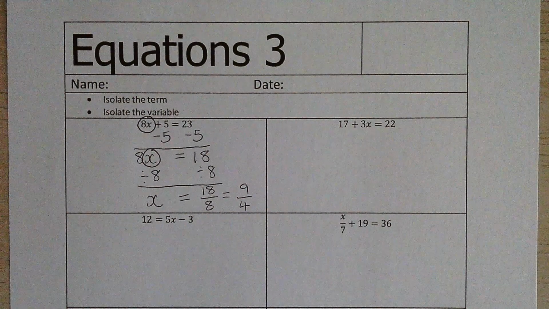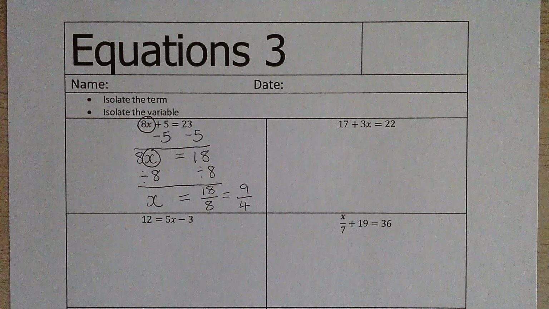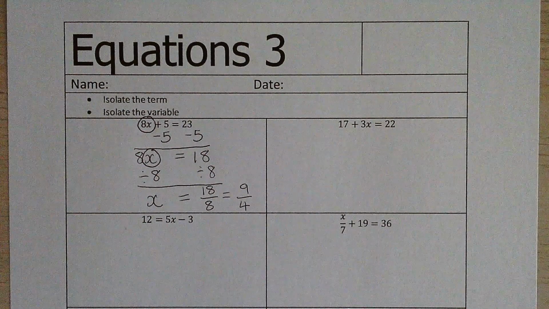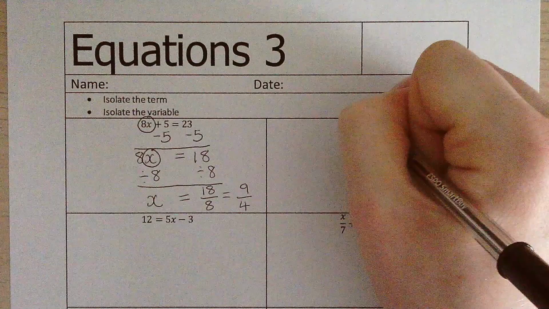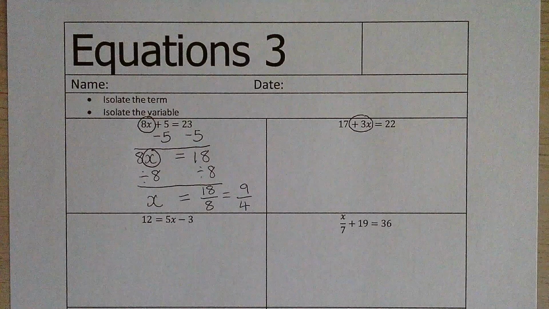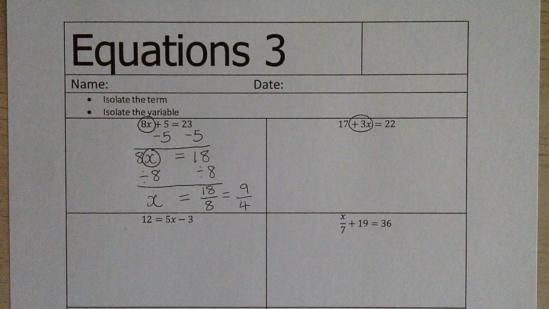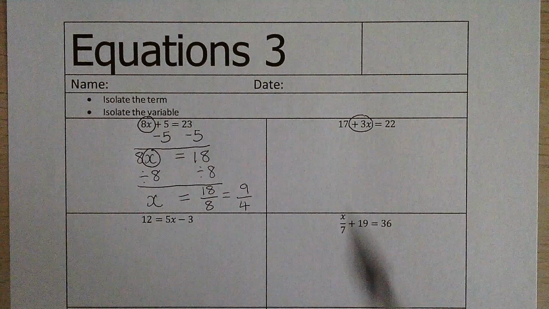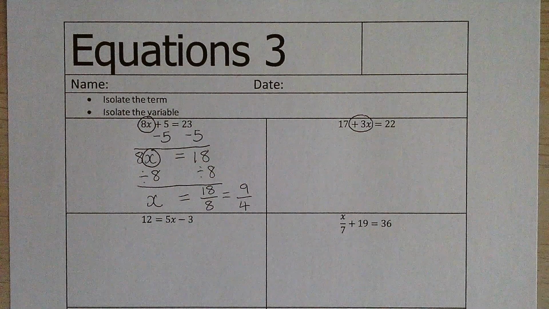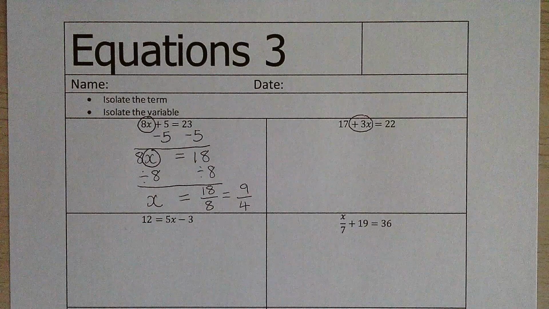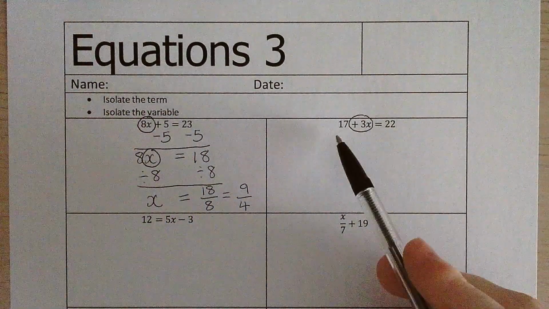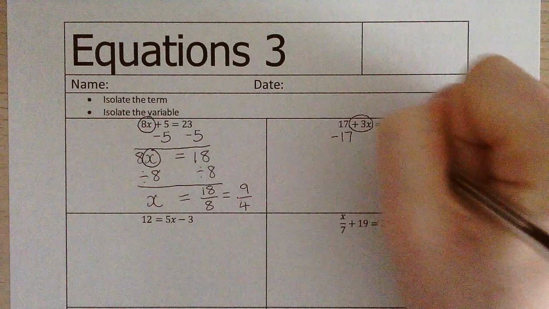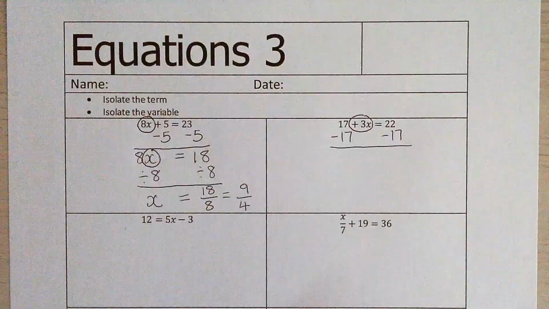On to the next question, which is 17 plus 3x equals 22. I start by circling the term that contains the variable. That is plus 3x. I need to isolate this positive 3x by itself. So I'm looking at 17 and I need to decide how to get rid of 17. Because this 17 was being added to 3x, I need to subtract 17 from both sides of the equation.